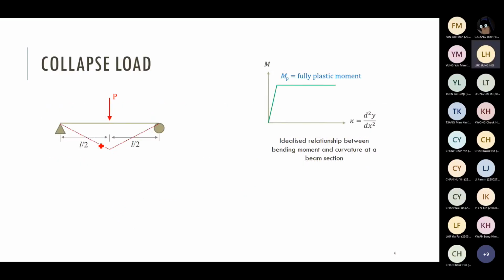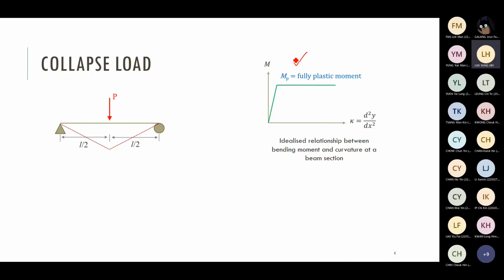I would like to demonstrate how to use our upper bound theorem and lower bound theorem to predict the collapse load. Suppose we have one simply supported beam. We have one concentrated force applied at the midspan of this beam. The right-hand side shows you our assumptions. We assume that the moment-curvature relation is a bilinear model again. Then what is the collapse load of this structure? How large a load is required to make the structure become unstable, simply speaking?